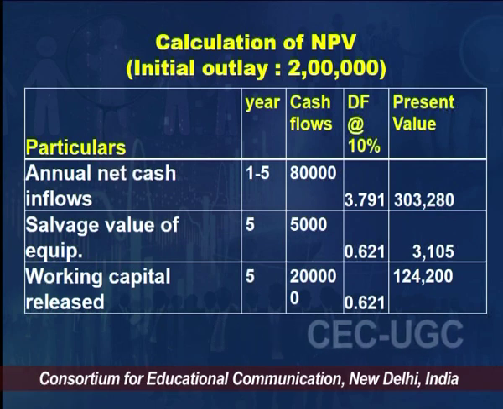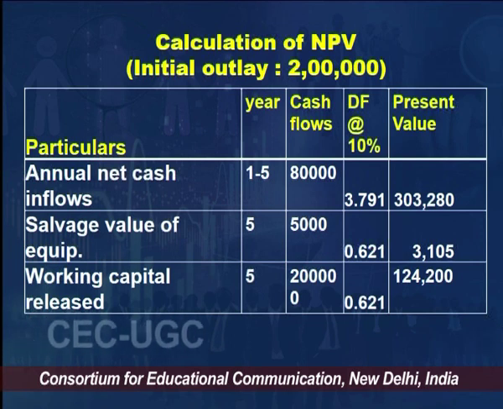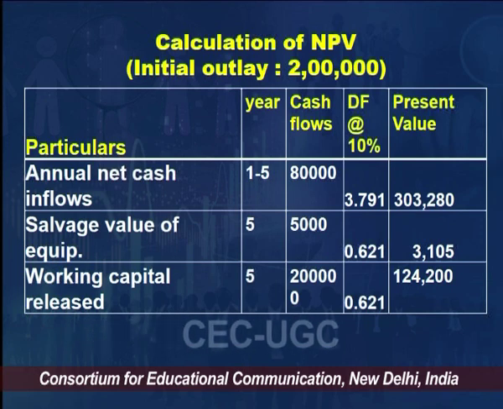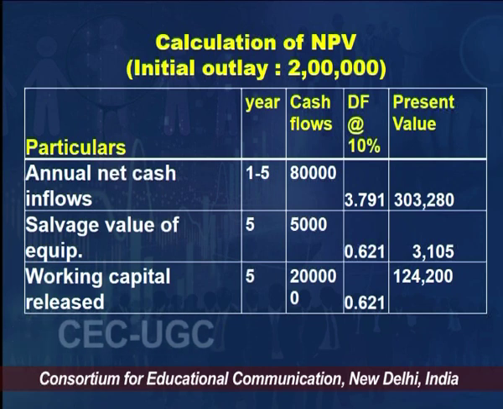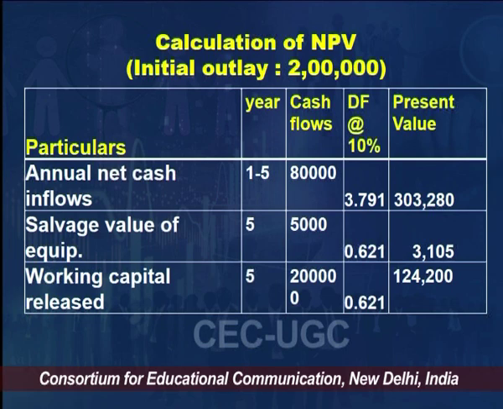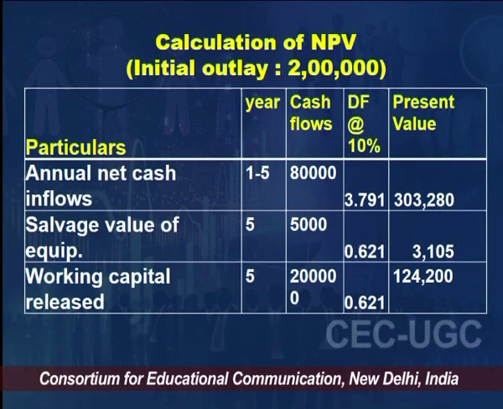Then the second cash inflow was the salvage which we just discussed a few minutes ago, which is happening in year 5, right. So, there is a column of year. If you look carefully, there is one column which gives the details of the particular item, the second column is year, the third is the cash flows, the fourth is the discount factor, and in the last column we are calculating the present value.